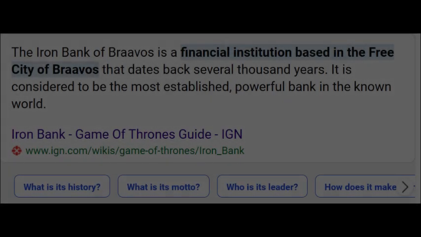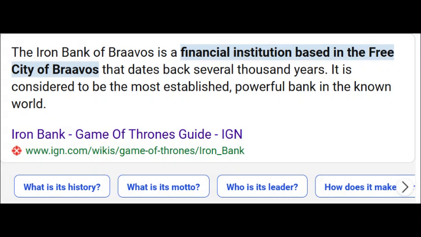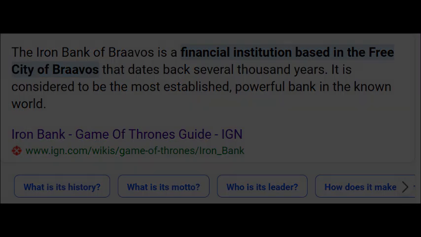Next is the claim against an estate based off of debt. And here we find this also in the Game of Thrones with the Iron Bank of Braavos is a financial institution based in the free city of Braavos that dates back several thousand years. It is considered to be the most established powerful bank in the known world. Now the series cuts off before we find the Iron Bank making its claim against the throne based off of funding the wars that originally installed the kings in the first place.